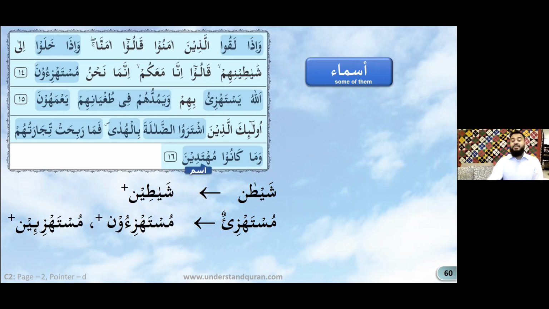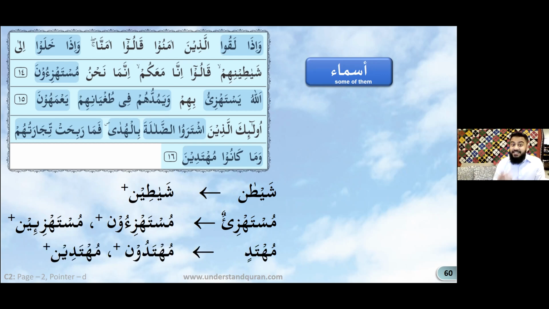Muhtadeen, the guided, those that are guided. So muhtadeen, you see the ya noon at the end, so you already know you're looking at a plural here. So the singular is muhtadi or muhtad, muhtadin, if it's part of the whole sentence. So muhtadin is one who is guided, and muhtadun or muhtadeen are those that are guided.